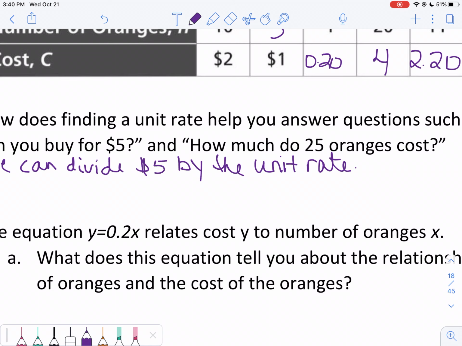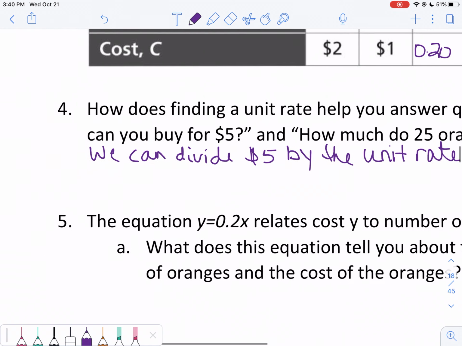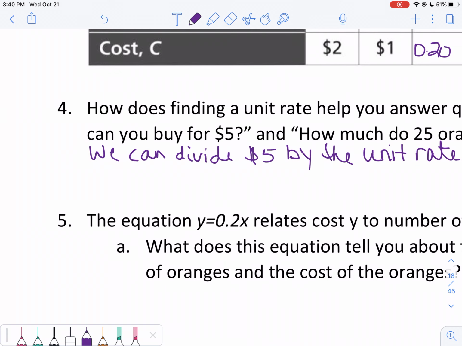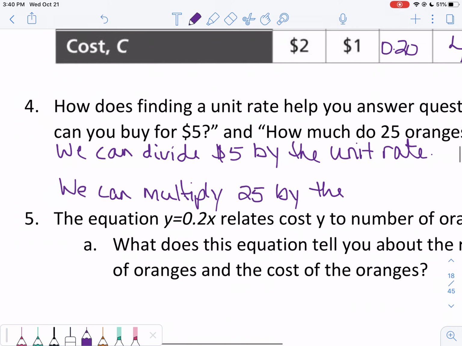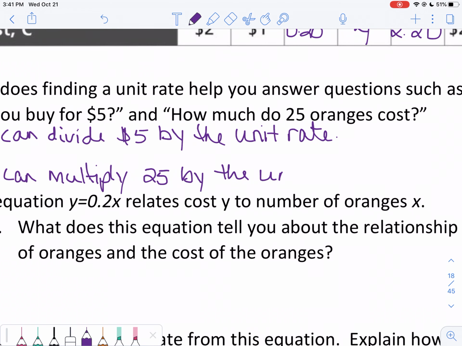And then the second one, how much do 25 oranges cost? Well, that one, we can multiply 25 by the unit rate.